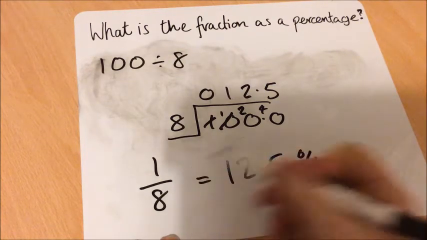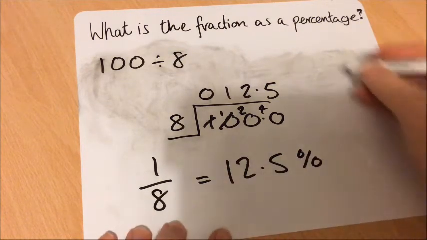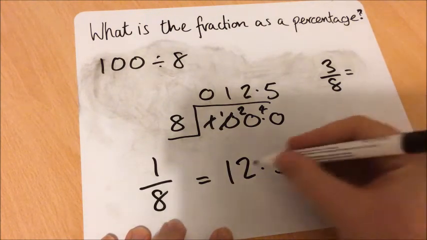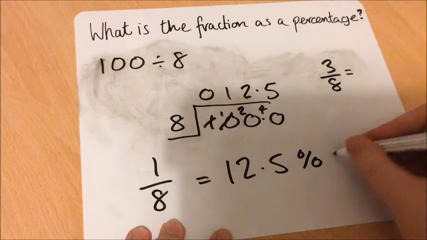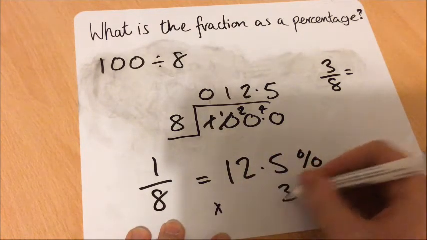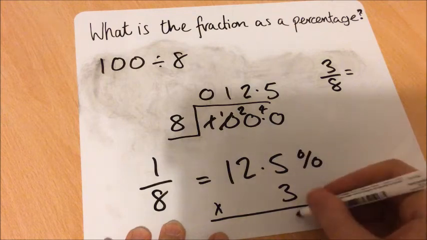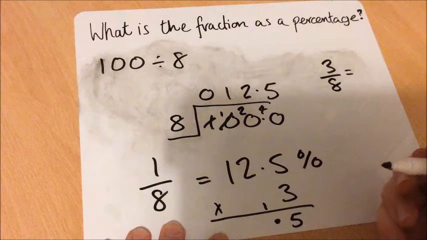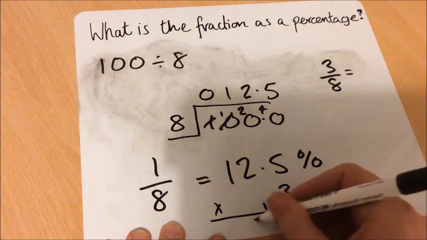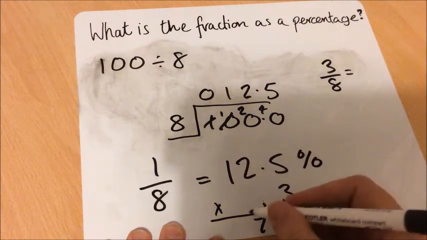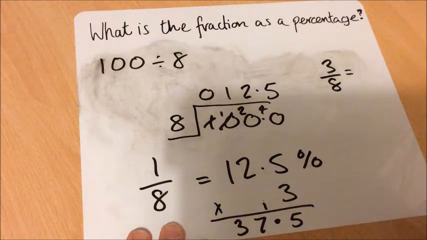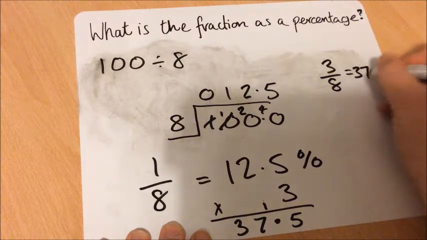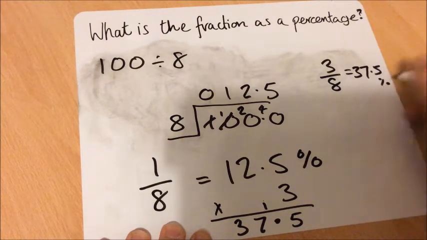We know that 1/8 is 12.5%, but say we were looking for 3/8 instead, I would then do 12.5 times 3. 3 times 5 is 15. Decimal. 3 times 2 is 6. Add on the 1, 7. And 3 times 1 is 3. So I've now got 37.5. 3/8 is 37.5%.